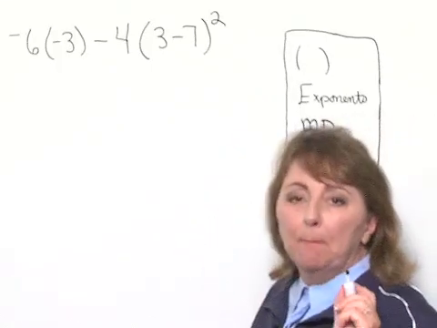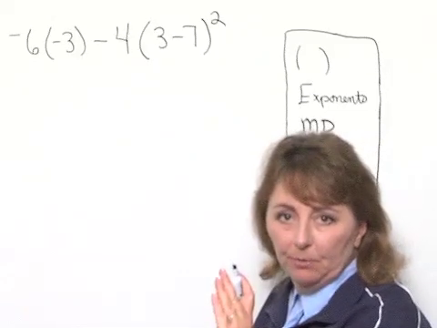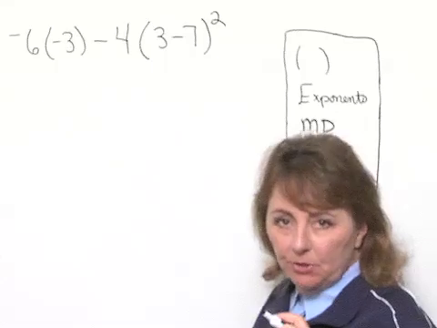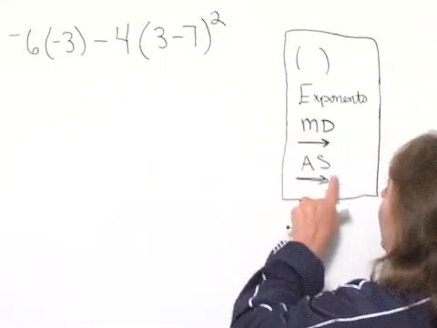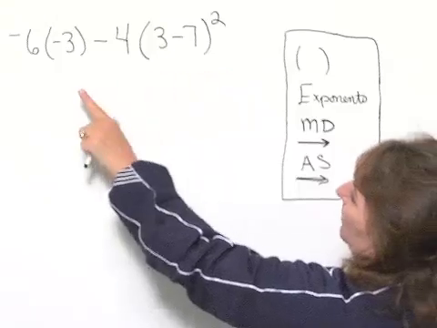I mean that I'm going to do my multiplication and division as I see it appear in the problem, reading from left to right. And the same is true for addition and subtraction. So I write AS arrow. So this is going to help guide me through doing the order in the problem.